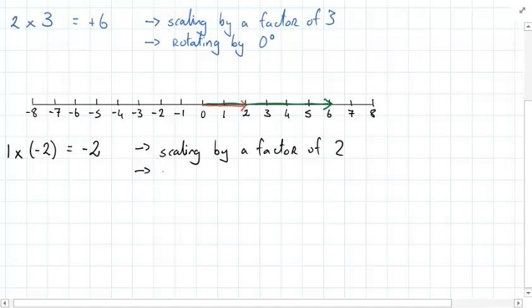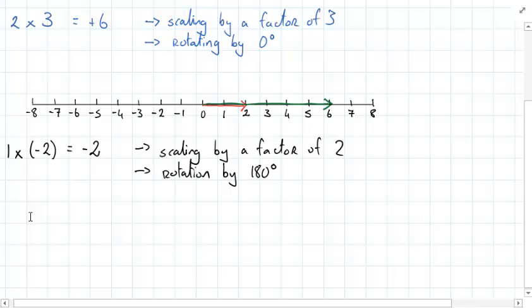And also a rotation by the angle of my multiplier, negative 2. So what angle does negative 2 make? Well, that makes an angle of 180 degrees with my number line. So hence when I multiply 1 by negative 2, my answer will be a number which is twice as big and which has been rotated by 180 degrees.